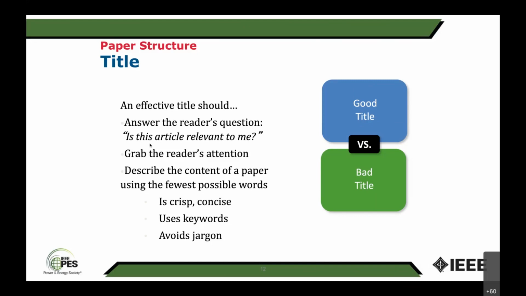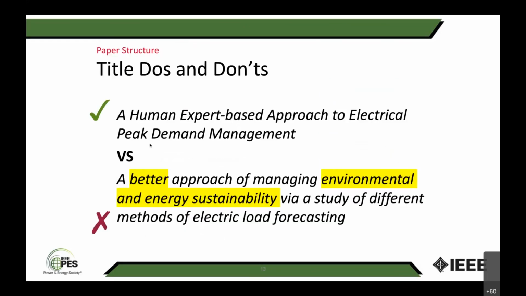So let me show you 2 examples or 2 cases that I have been working with. I get many papers to review, and I sometimes see the title of the paper is not clear enough or concise enough. Example here, the lower 3-line title, a better approach of managing environmental and energy sustainability via a study of different methods of electric load forecasting. He has the keyword electric load forecasting, different methods.